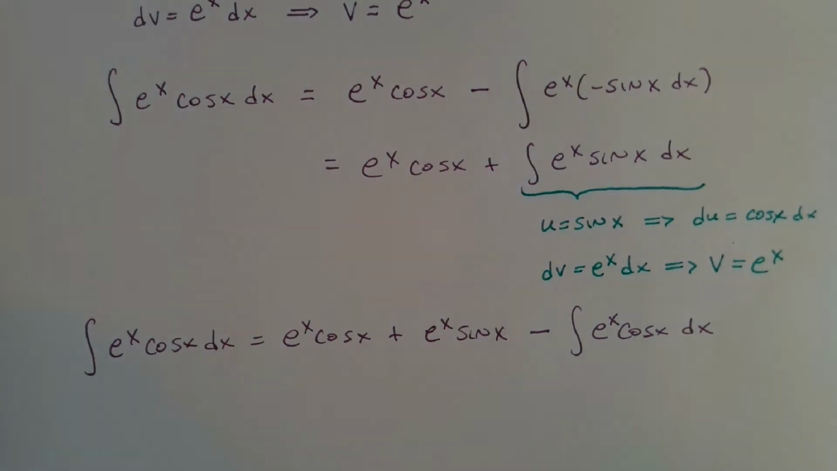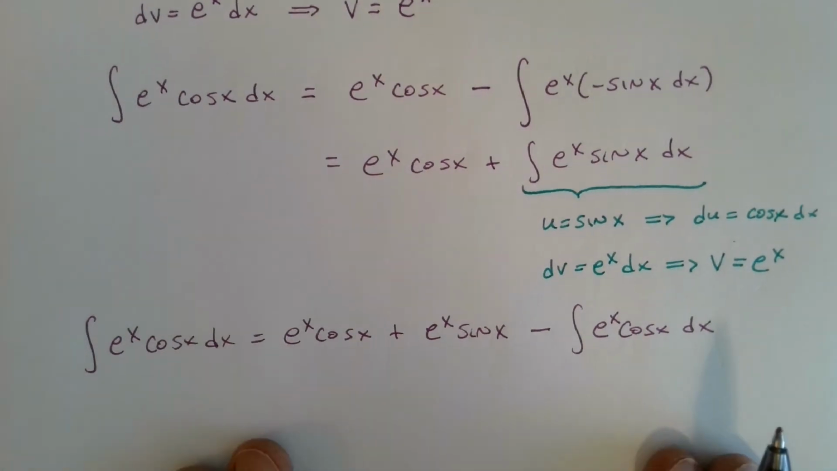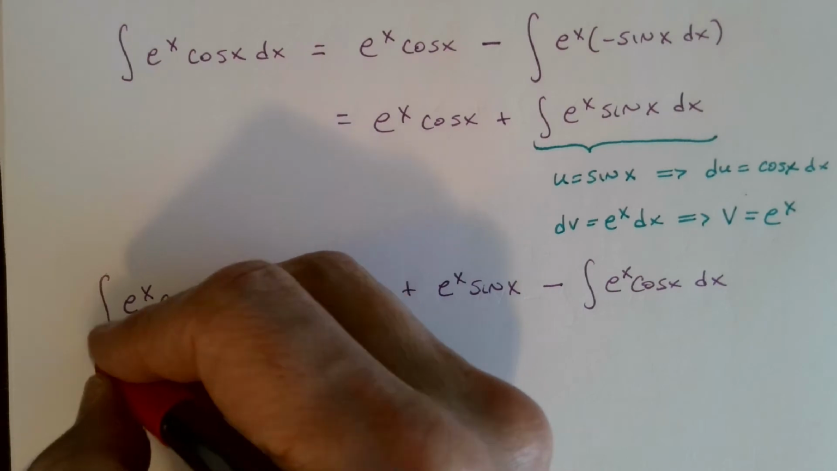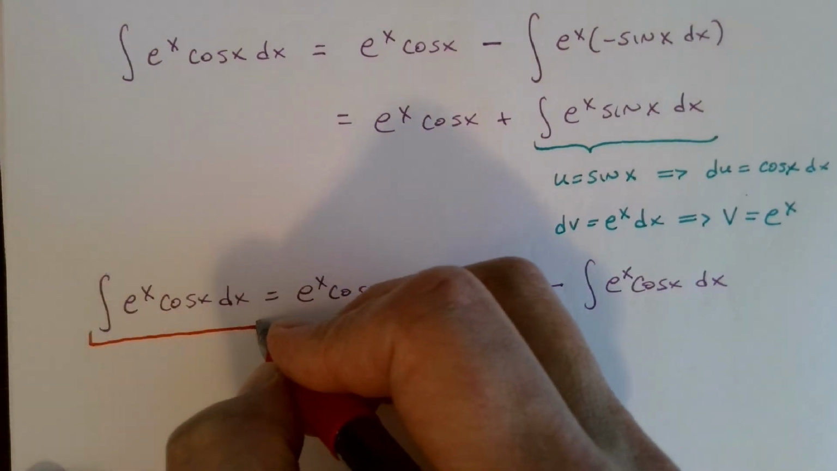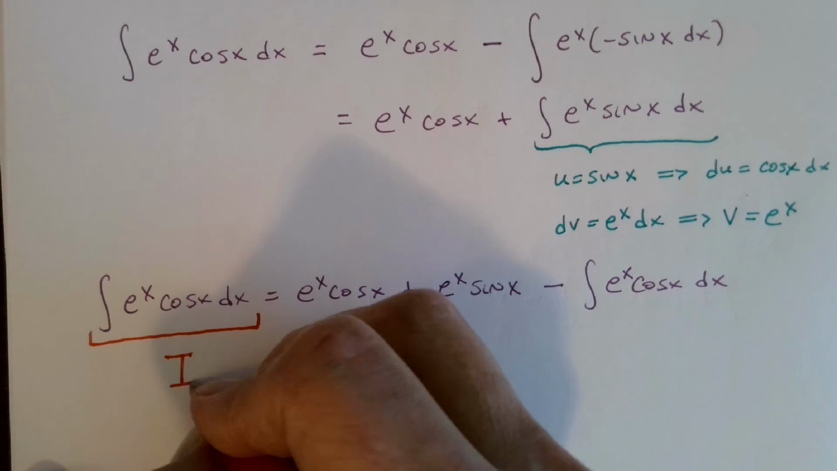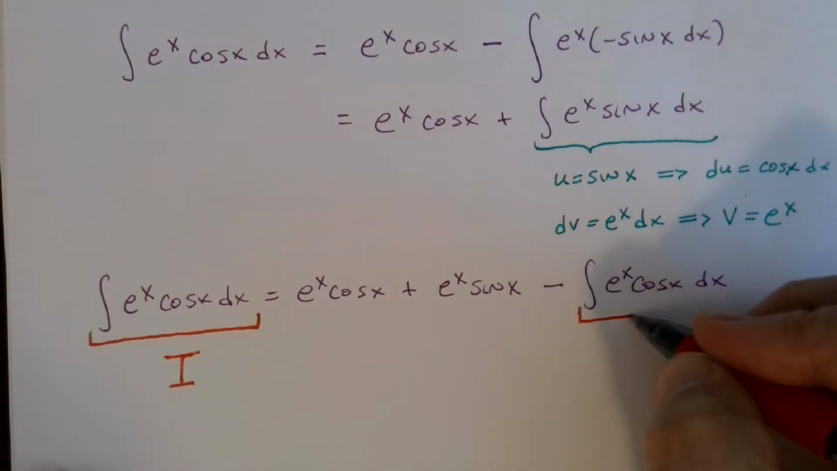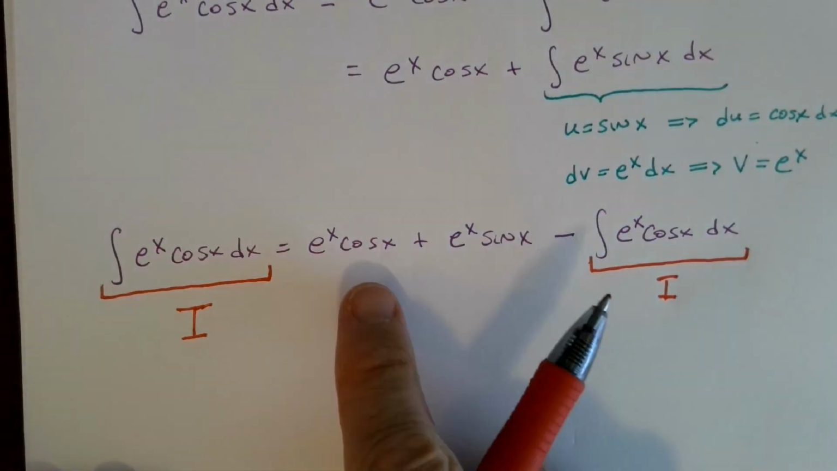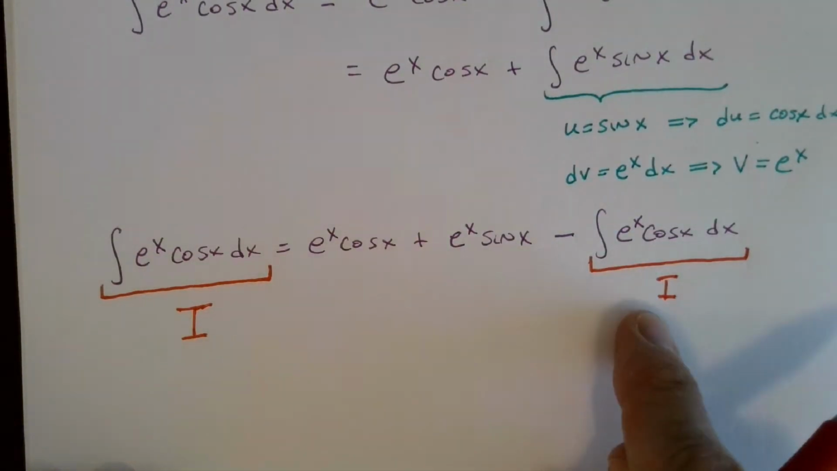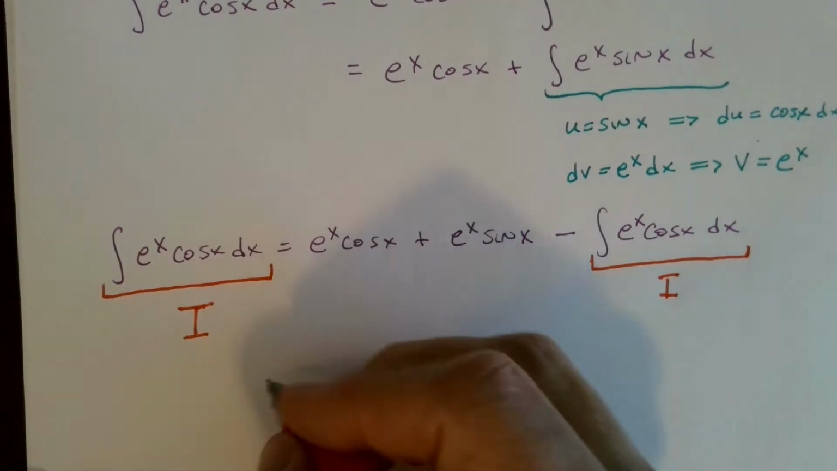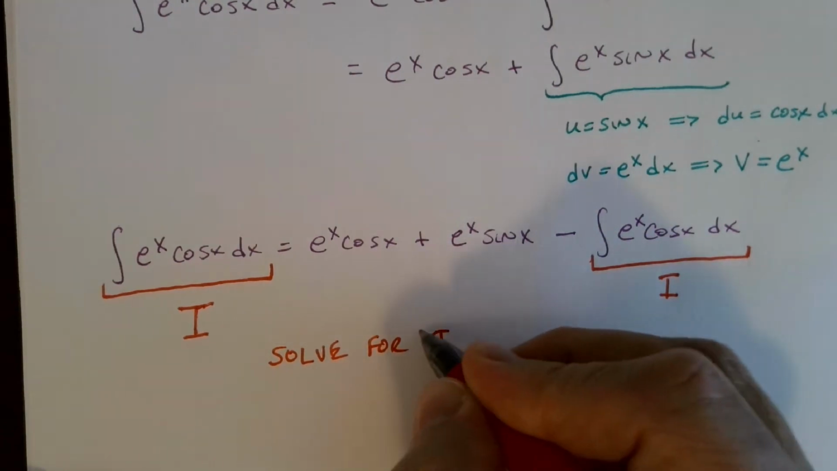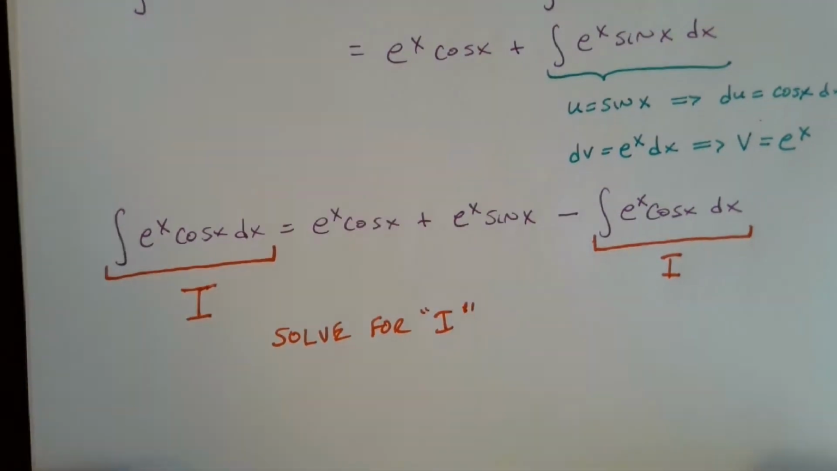And the reason is I have an equation essentially in the unknown, which is this integral. If I just call this whole thing that I'm looking for, the integral of e to the x cosine x dx, I, for integral, then this also is I, right? And what do I have? I equals this plus this minus I. Can you solve the equation for I? I is not really a variable. It's a function, really.